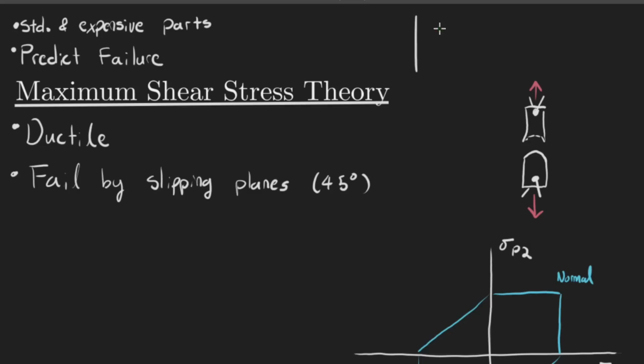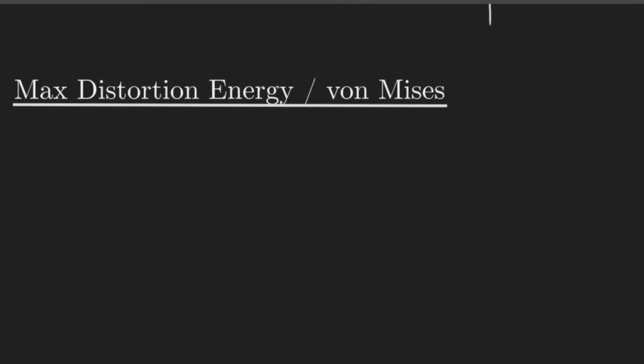So first we're going to look at the ductile materials. In general, we're going to have the shear stress one, and then we're also going to have the distortion energy, or von Mises.